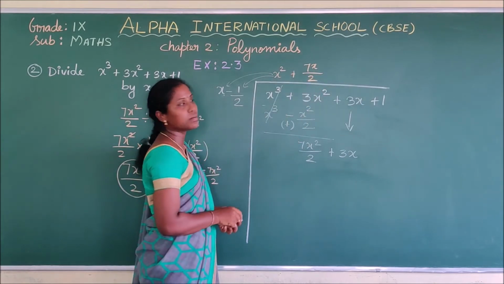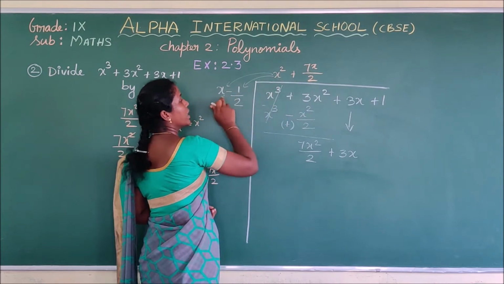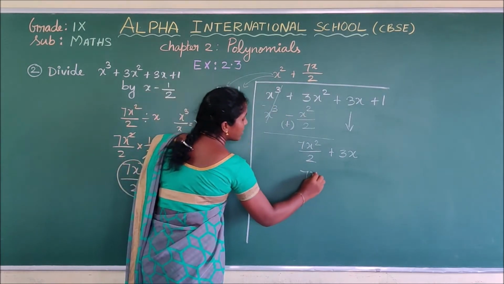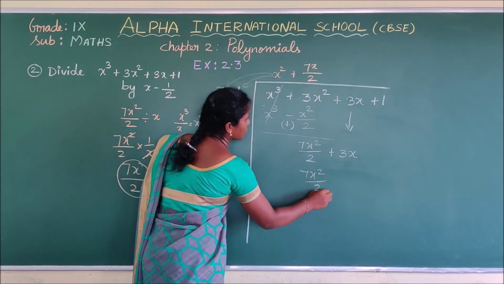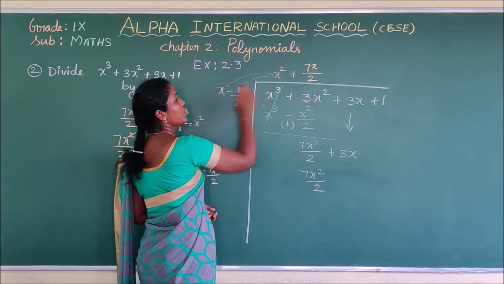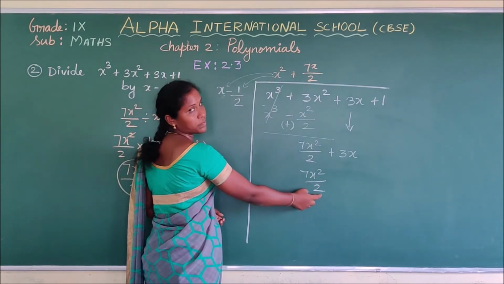So now multiply the terms. First term, 7x by 2 into x. It will become 7x square by 2. Just multiply the terms. With 7x by 2, multiply x. So it will become 7x square by 2.